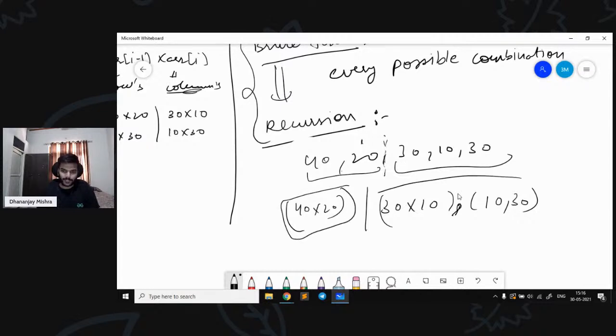Now if I come to this part, again I have two matrices to solve. So again I will do some partition, right? The first partition will give me here. So in this sub problem, again there are sub problems, right?